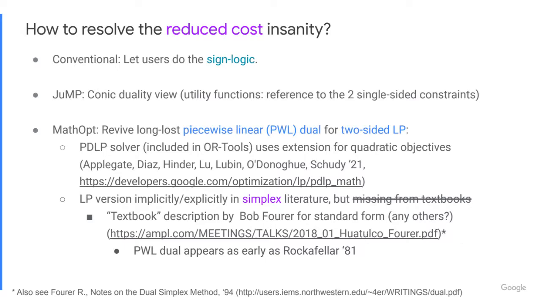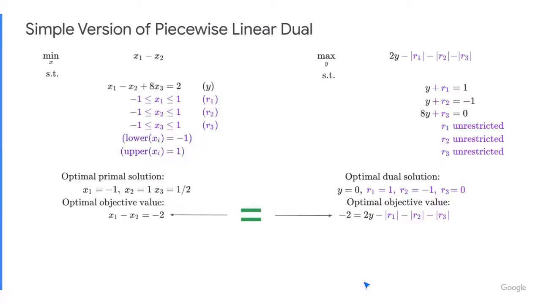So I want to show you the piecewise linear dual. It also works for any upper and lower bounds, but it gets a little bit technical if we have general upper and lower bounds. So I'm going to make things easier by just having a lower bound of -1 and an upper bound of 1. And in this particular case, the piecewise linear dual looks like this.